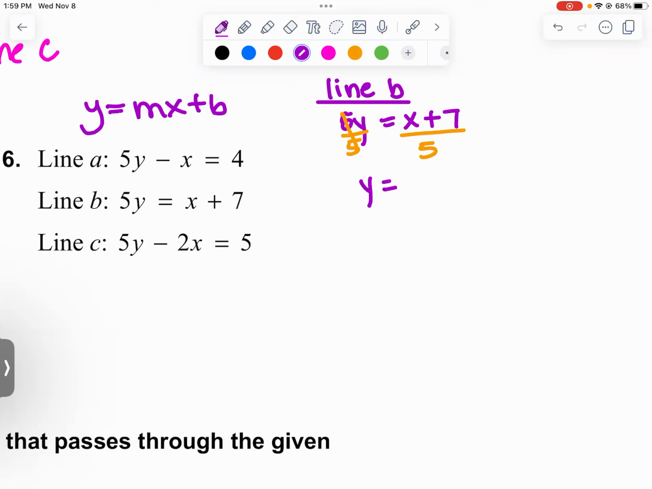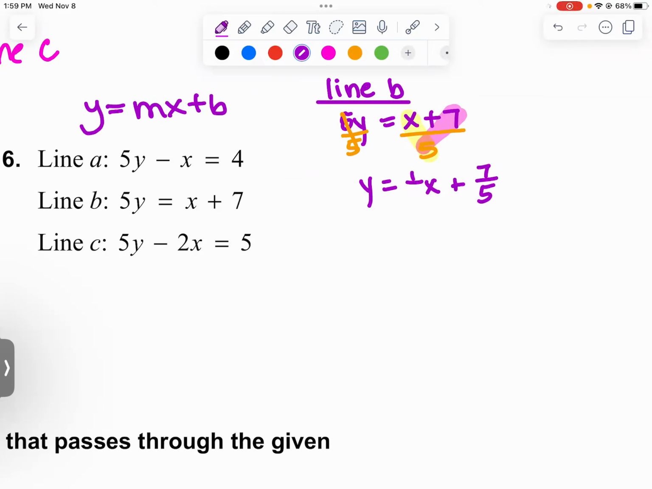Now, technically, we could write x plus 7 over 5, but is that how we are used to seeing lines written with slope-intercept form? No. So let's break it up. We have x divided by 5. Well, I'm going to write that as 1/5 x plus 7 divided by 5. Guys, we're just going to write that as 7 over 5. Don't write that as a decimal. Don't write it as a mixed number. Just write it as 7 over 5.